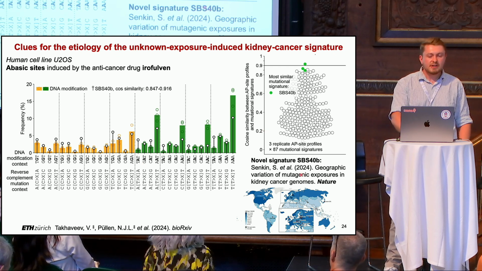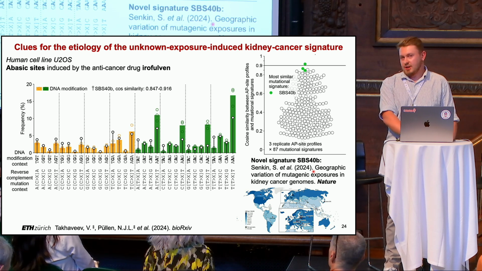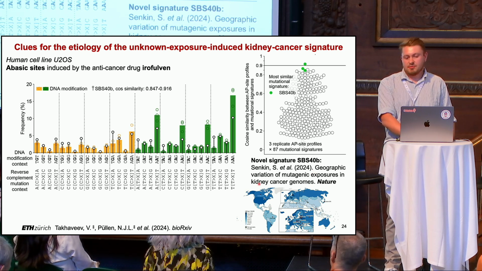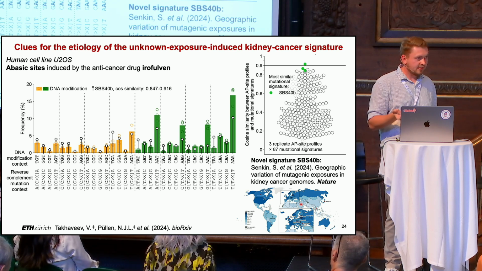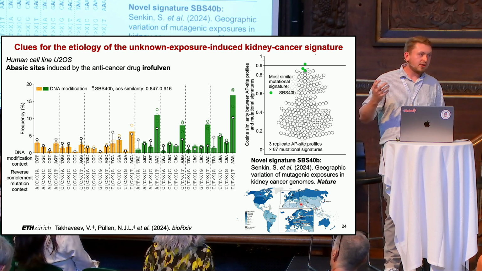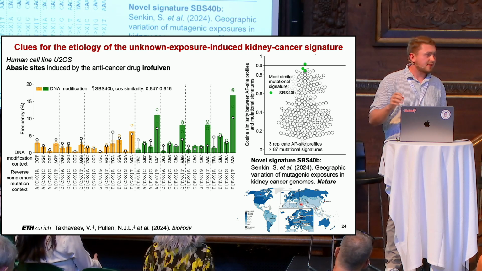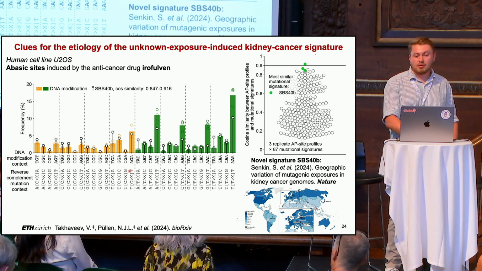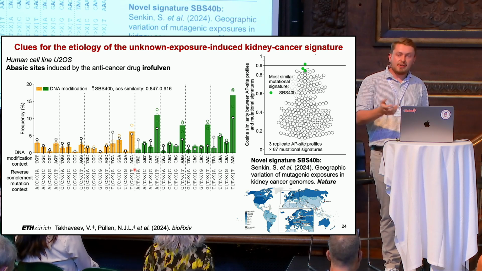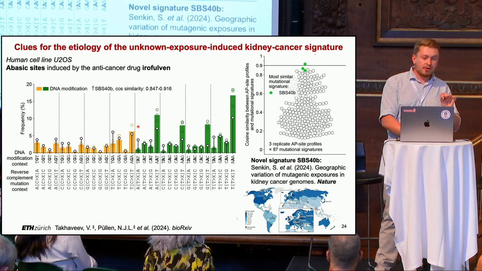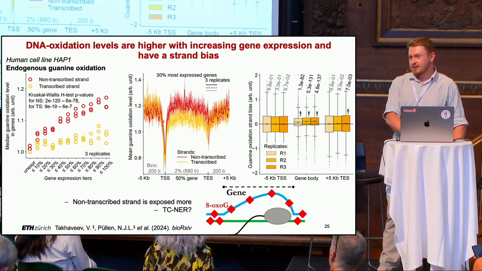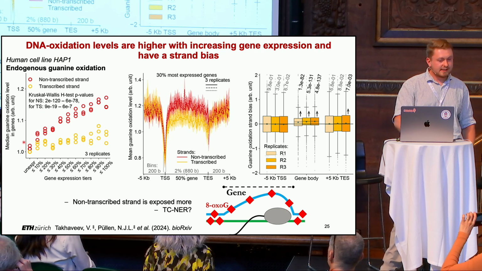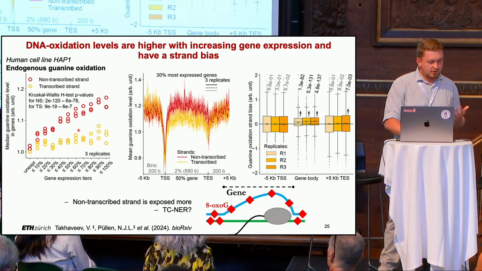40B was just recently reported, and it is associated with kidney cancer, and it was found around the world. It is not yet known what is the cause of this mutational signature. It's like seeing smoking-induced mutations, but not knowing that smoking causes cancer. And according to our observation, a chemical or a metabolite, which is similar to irofulven, may cause this mutational signature 40B.